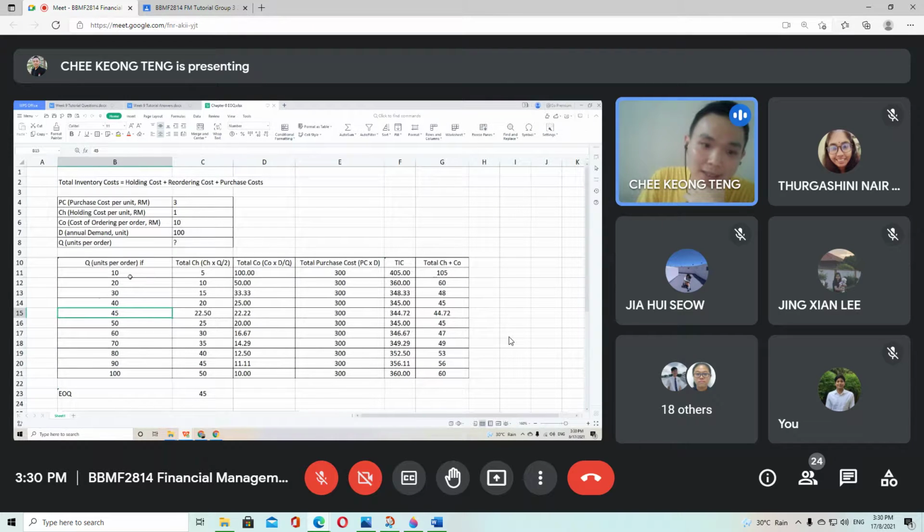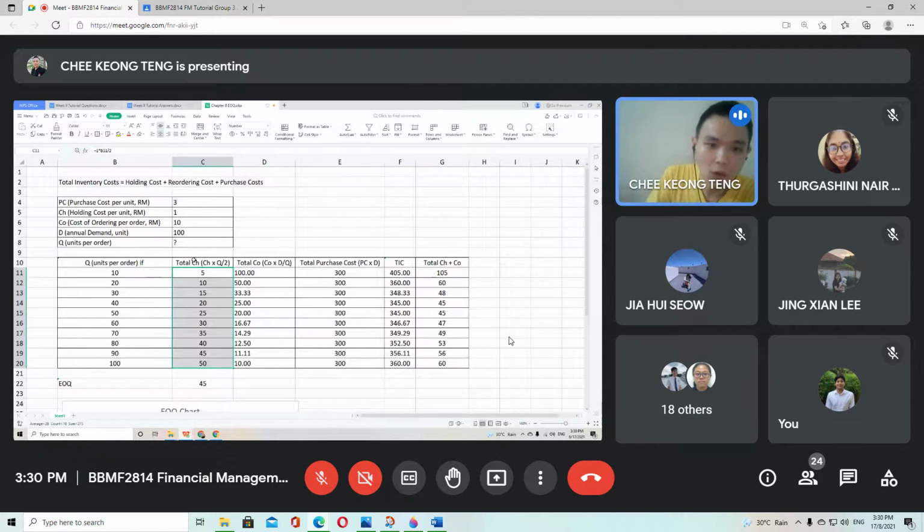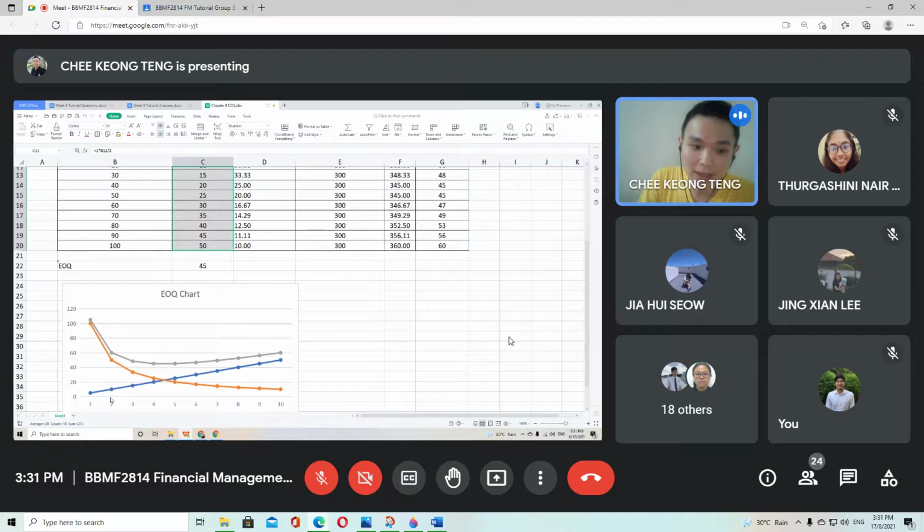So as you can see, this one is the Q. If we increase the Q, if we order more and more, the first thing you will see will be the cost of holding. Cost of holding, like what I said, is that when you order more, you keep more inventory, so this one will increase. Makes sense, right? So that's why it's the blue line.